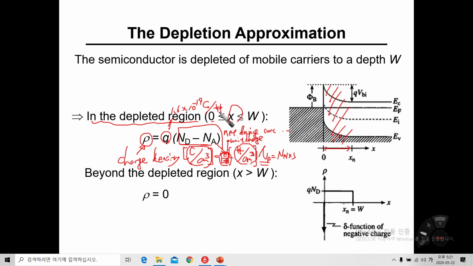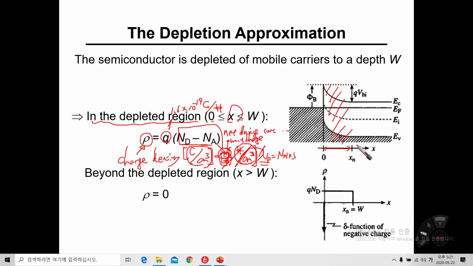How much charge does a single electron have? The answer is unit charge, 1.6 times 10 to the minus 19. Okay, q. By multiplying q with the net doping concentration, we get Coulomb over cubic centimeter, which is identical to the unit on the left hand side.